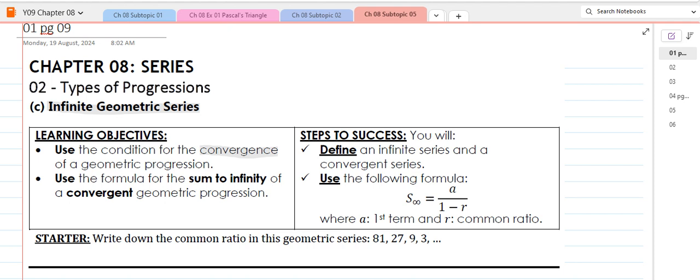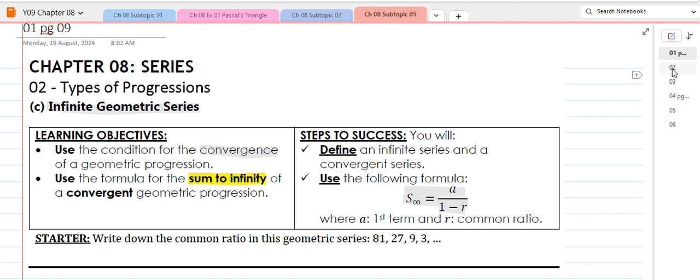And the thing that we'll use for the O-level examination is how to find the sum to infinity for a convergent geometric progression. So this is the formula: S infinity equals a over 1 minus r, where a is the first term and r is the common ratio.